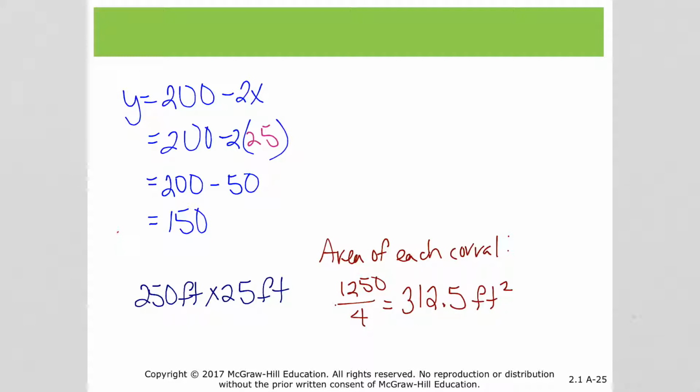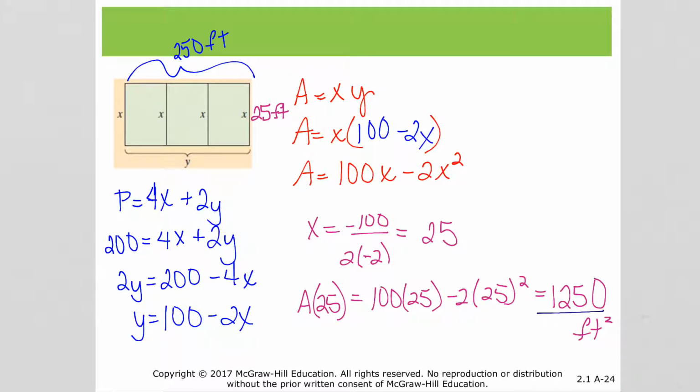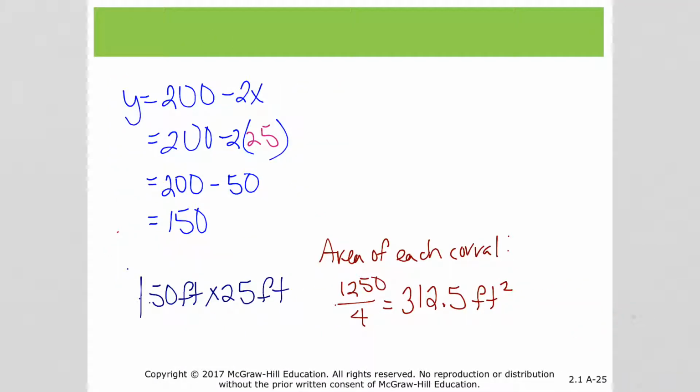I wrote something down wrong here, didn't I? That's actually just 150. Otherwise, it's not going to add up. So the dimensions are actually 150 by 25. But that doesn't change the area because we just divided the area by 4.